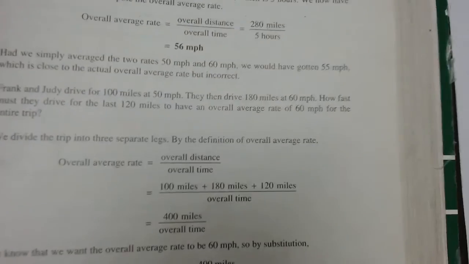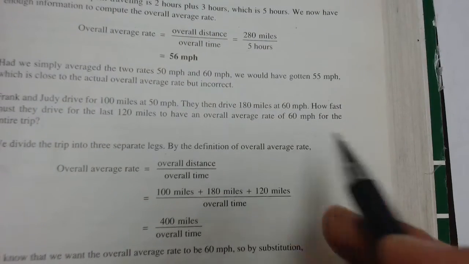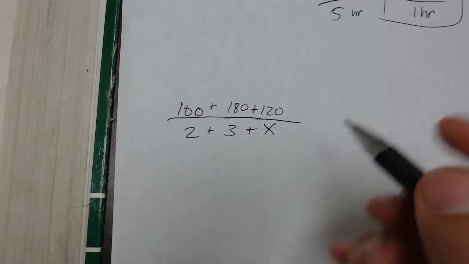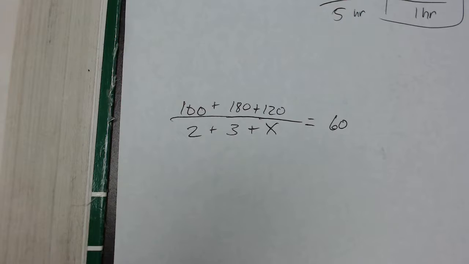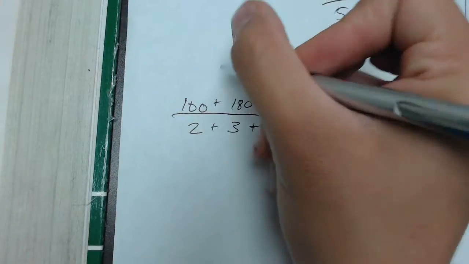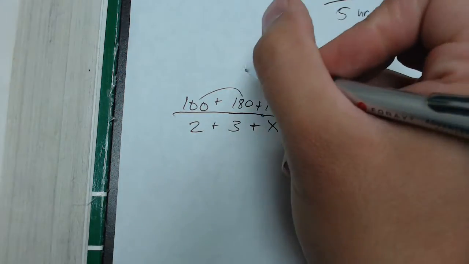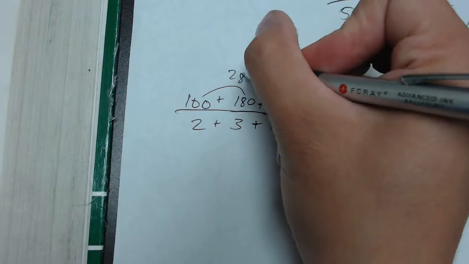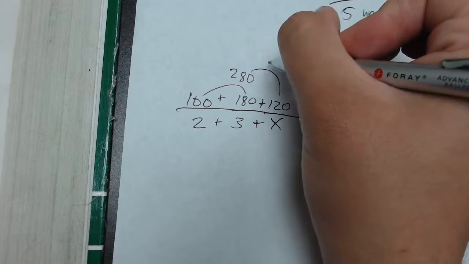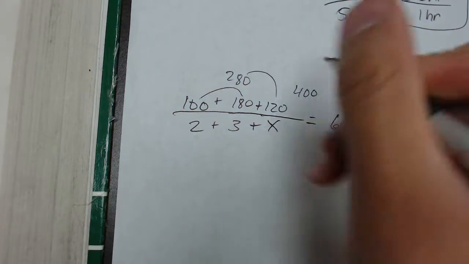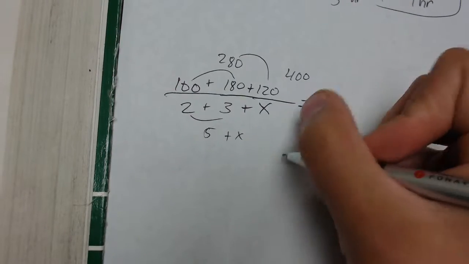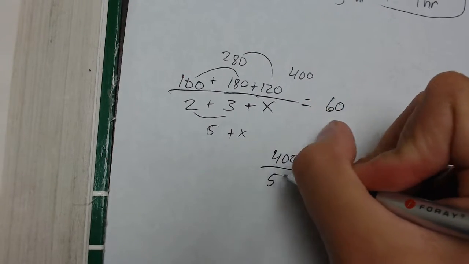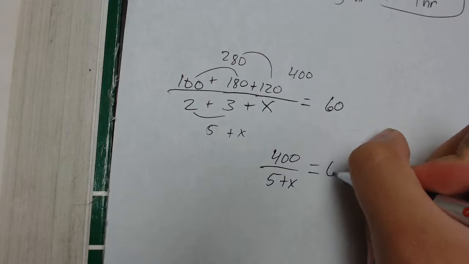Now what they do tell us is the average rate should be 60 miles an hour. We know that if we knew this and we worked it out, the answer would equal 60. So all we have to do now is just solve for X. So we'll add like terms. 100 plus 180 is 280. So that's 280 plus 120 gives me 400. So I've got 400 over 2 plus 3, which is 5, plus X. So what I actually have here is 400 over 5 plus X equals 60.